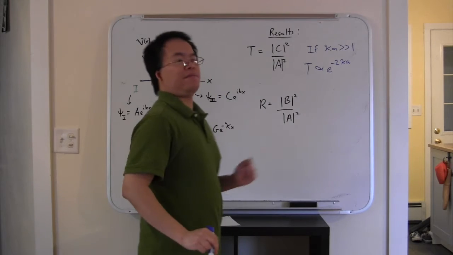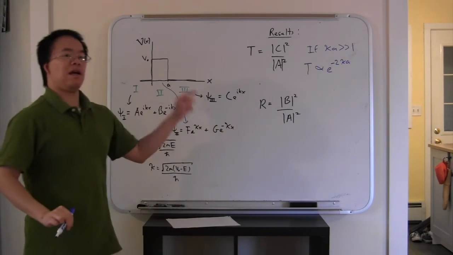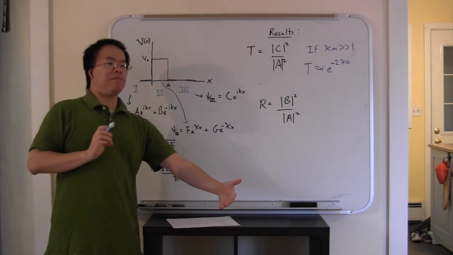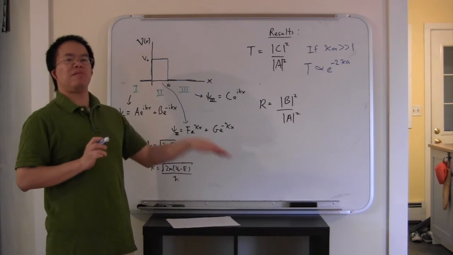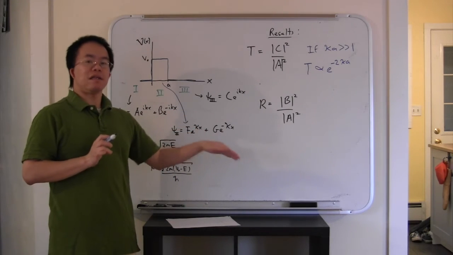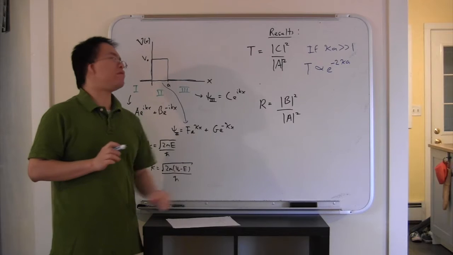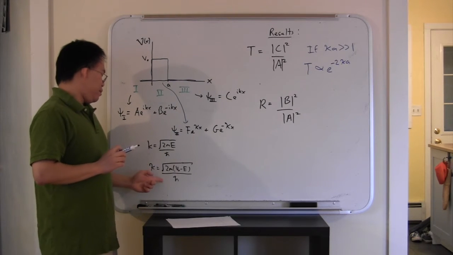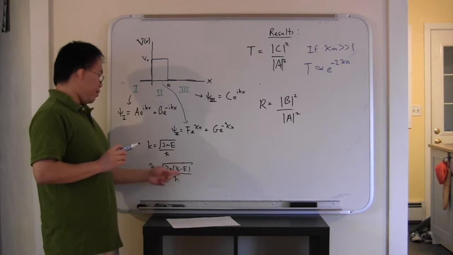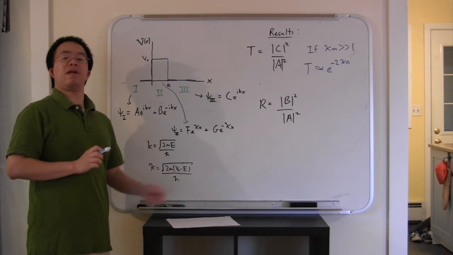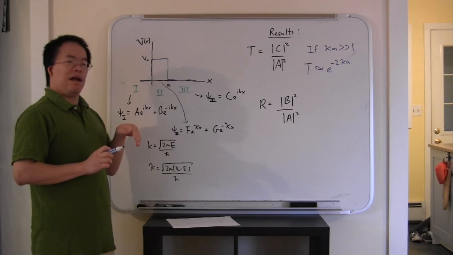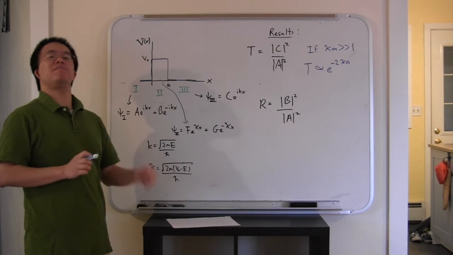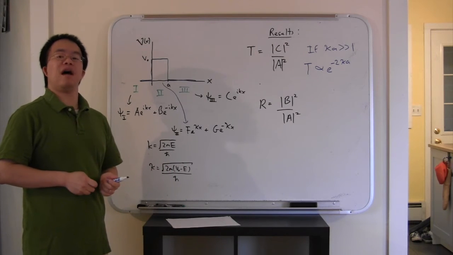kappa A. So what this tells us is that if I widen my barrier, I'm going to be exponentially more unlikely to tunnel through. And similarly, if I make my kappa larger by having a lower energy relative to V naught, I'm going to exponentially suppress my probability for tunneling.